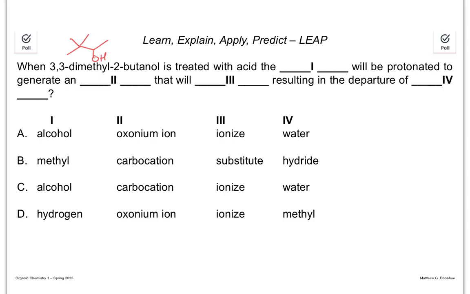So if the alcohol is treated with acid, that means the alcohol is acting as a base. So the alcohol will be protonated. So that eliminates B and D. When you protonate an oxygen, that generates an oxonium. That eliminates C. That will ionize, resulting in the departure of water. So A is the correct answer.